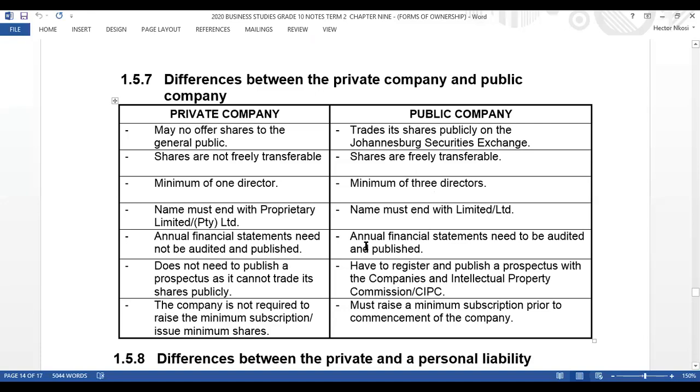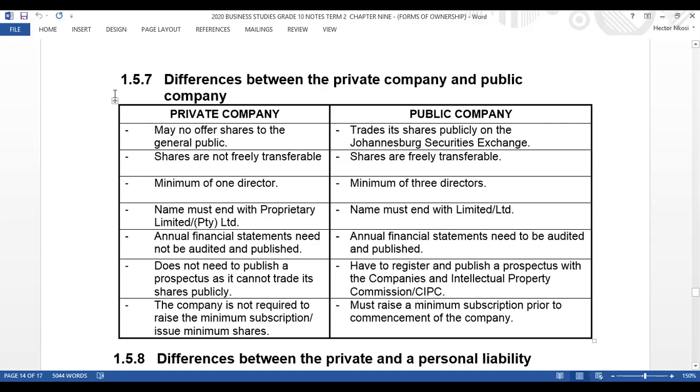Now, boys and girls, you still need to be able to understand the difference between your private companies and public companies. Private companies may not offer shares to the general public, whereas public companies trade their shares publicly and are on the Johannesburg Stock Exchange, your JSE. Also, shares are not freely transferable under a private company, whereas under a public company, shares are freely transferable. You can always transfer them at any time.